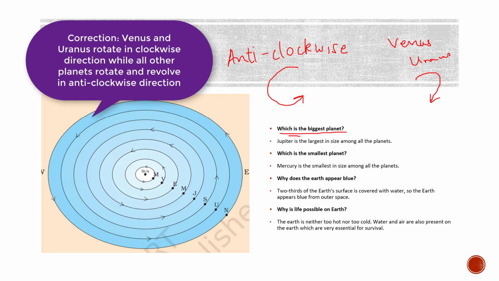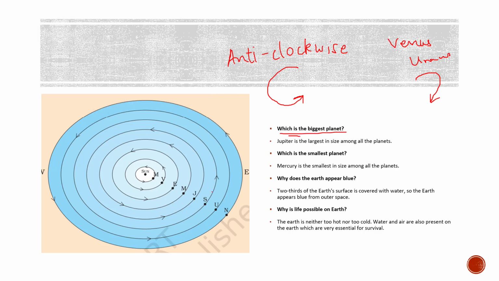Then which is the biggest planet? So we talked about Jupiter is the biggest. It goes like Jupiter is the biggest, second is Saturn, then Uranus, then Neptune, then we have Earth, then Venus, then Mars, and then Mercury final. Which is the smallest planet? Of course, Mercury.